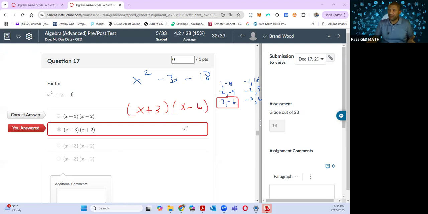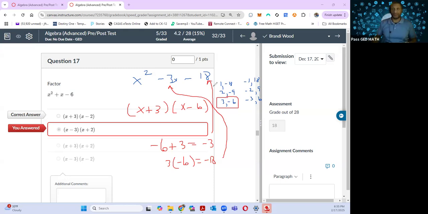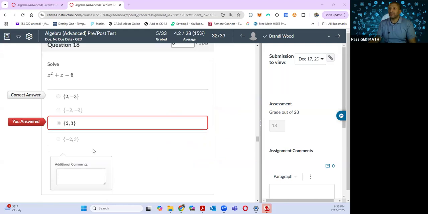Now let's check it. Minus 6 plus 3 is negative 3, the coefficient of my second term. And then 3 times minus 6 is negative 18, my third term. You're going to have one like this. I can almost guarantee you. Okay? Same thing here.